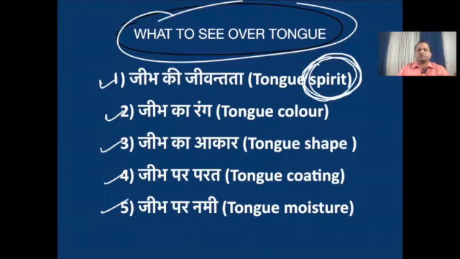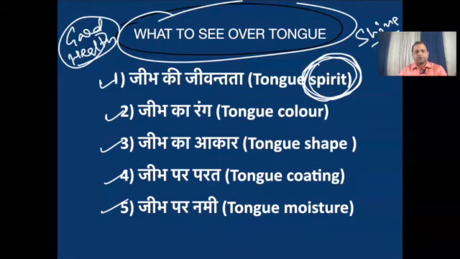So even we can see the tongue has very good vitality. We can see a good sign in the tongue, good vitality in the tongue. If we start the treatment, this person will get very fast results. Why? Because the body is supporting, because this person has a very good spirit.